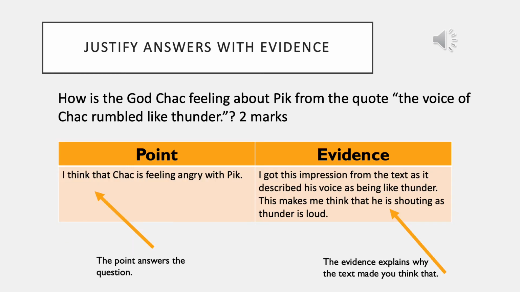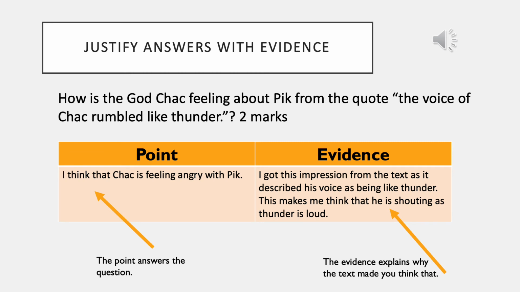So going back to the question, how is the god Chak feeling about pick from the quote, the voice of Chak rumbled like thunder? I'm going to answer with my point first. That will get me 1 mark. So I need to answer the question directly. So I think that Chak is feeling angry with Pike. There I know that I've answered and made a point because I've put down the emotions of Chak.